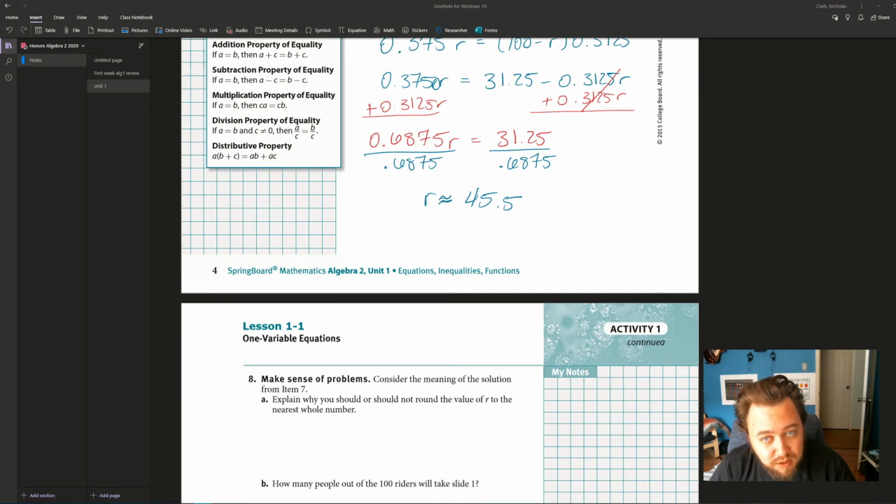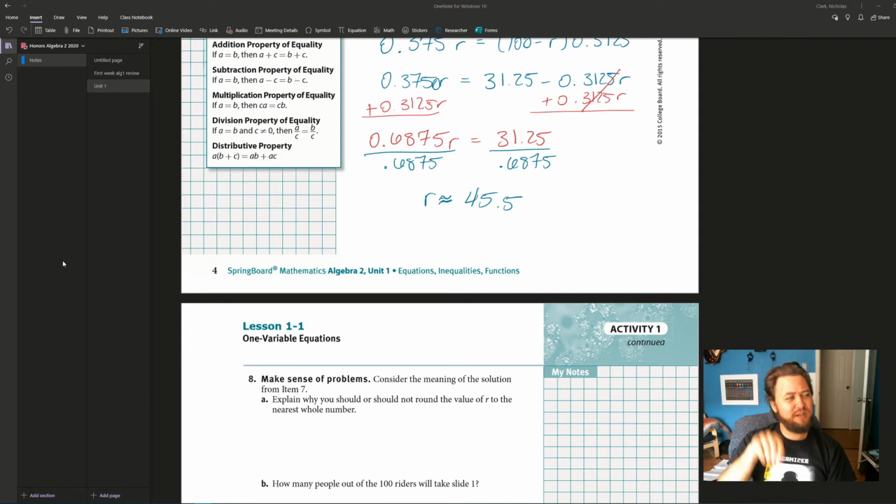All right, so what does that actually mean? R is number of what? Riders. So I would be uncomfortable having half a person as a rider. I don't know about you. So I think that perhaps rounding up to the next whole number is the kindest thing. If we can fit half a person, we can certainly fit a whole person.